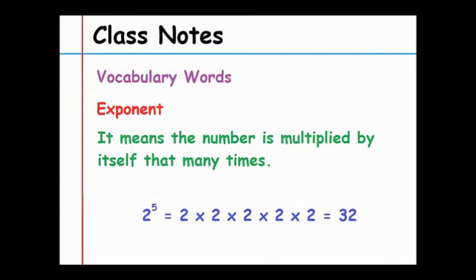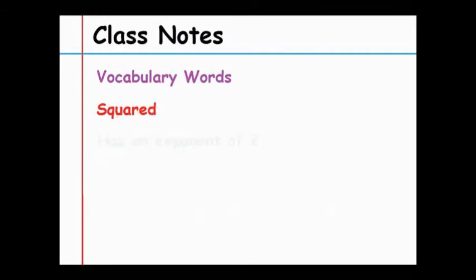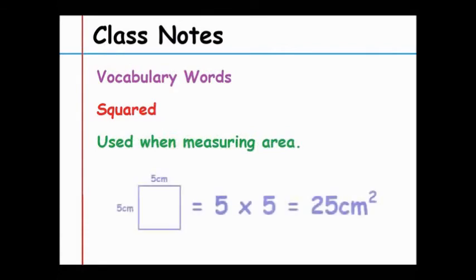Our next term is squared. A number is squared when it has an exponent of 2. This example here can be read 5 to the 2nd power, or 5 squared. Squared is also used when measuring area. For example, we have a square that is 5 centimeters by 5 centimeters. To find the area, we have to multiply 5 times 5 and we get 25 centimeters squared.